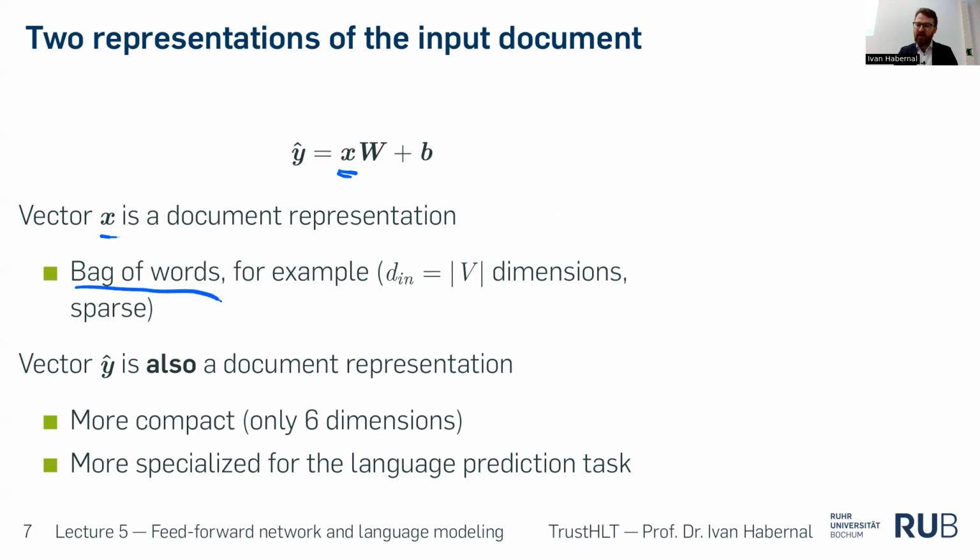And this is the bag of words we were just talking about, right? The dimensionality is the size of the vocabulary. So in a way, the x does represent the document, right? It's not words anymore. It's just a vector.